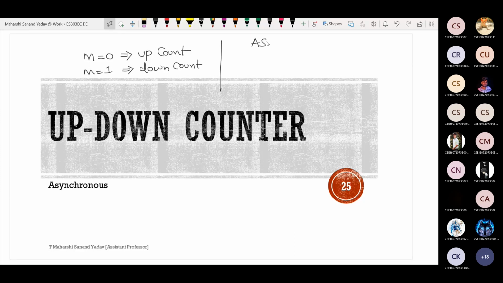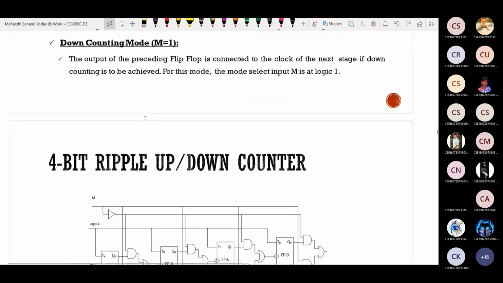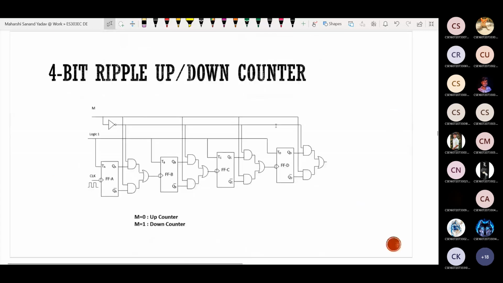Now I want it for asynchronous. Asynchronous up counting as well as down counting I need to perform. So again, this diagram varies depending upon the type of trigger that you are applying. Let me show you one diagram, and you tell me. Observe this diagram, the 4-bit ripple up down counter. What happened here? How am I getting these extra gates, like 2 AND gates and 1 OR gate?